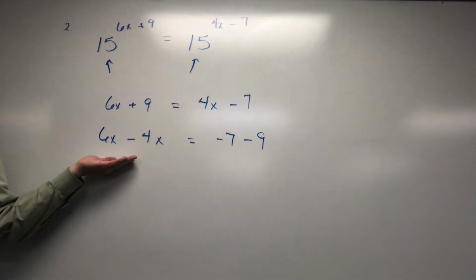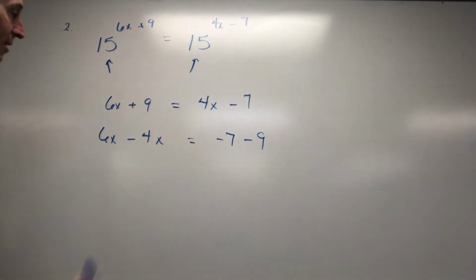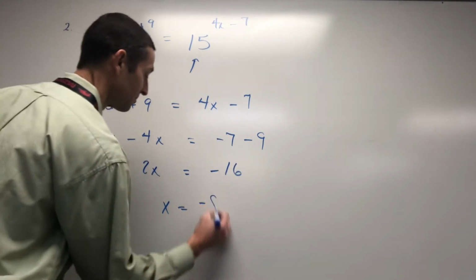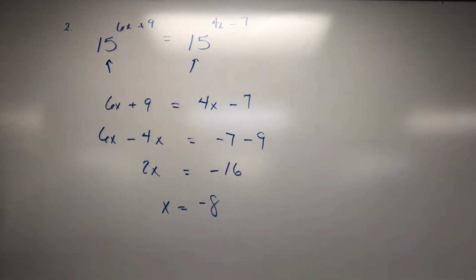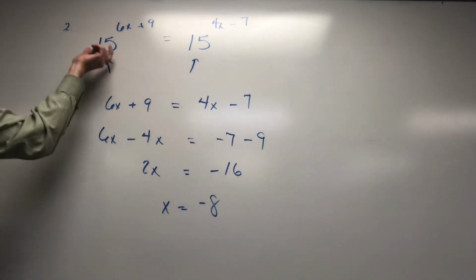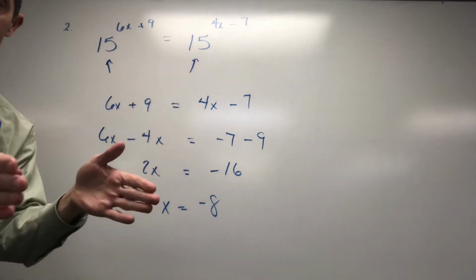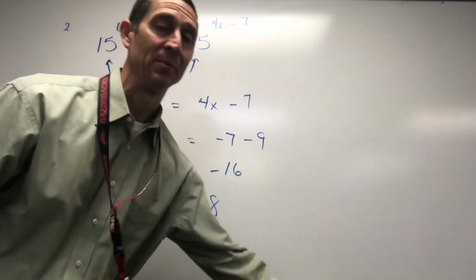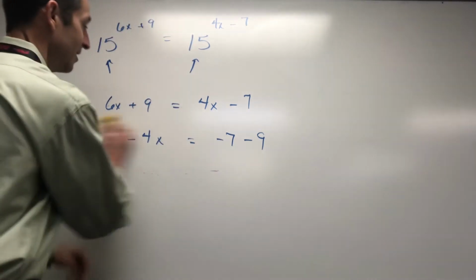Like terms together, x is on one side, numbers on the other. 2x, what do we got here? Negative 16. X equals negative 8. So what we're doing today, get this base, that base, they look exactly the same. They drop out of the way, you solve the math problem. Solving exponential equations. Let's do another one.